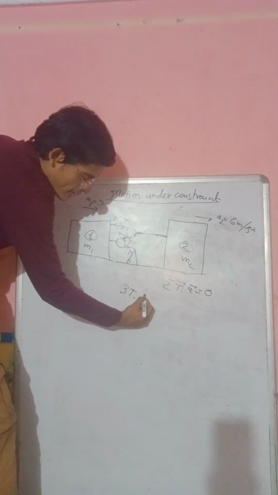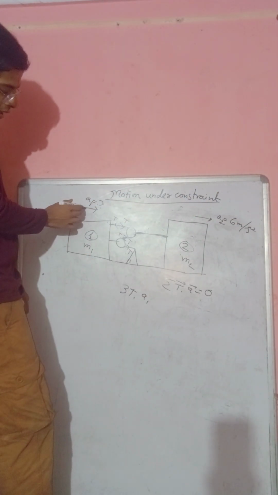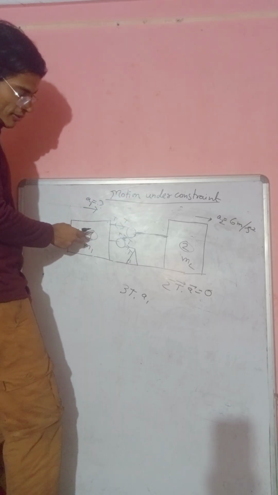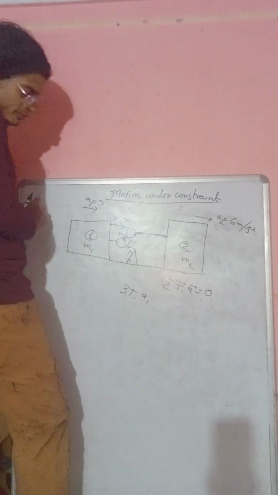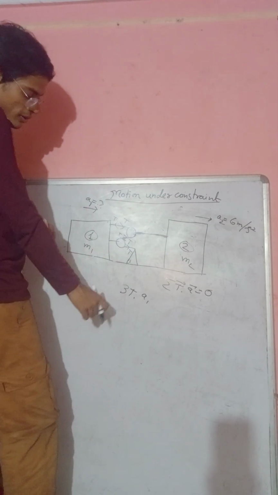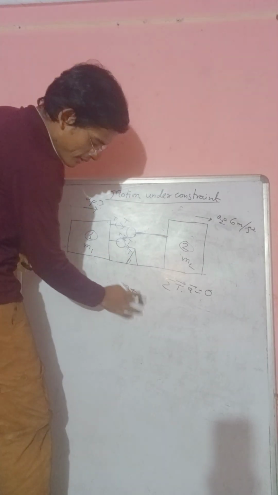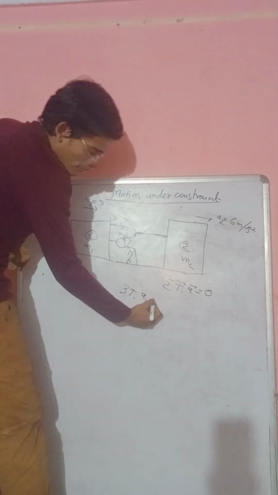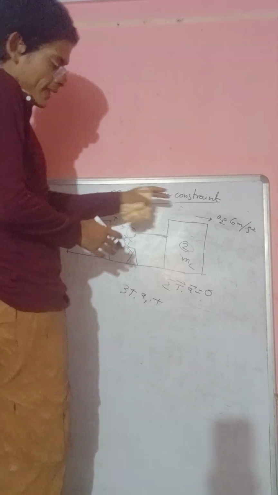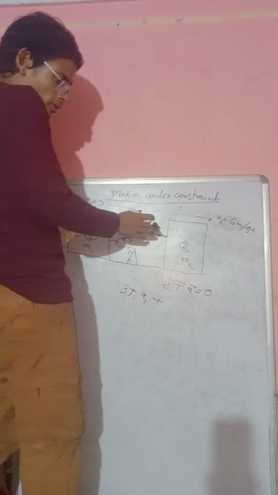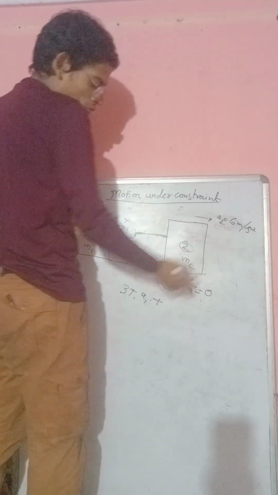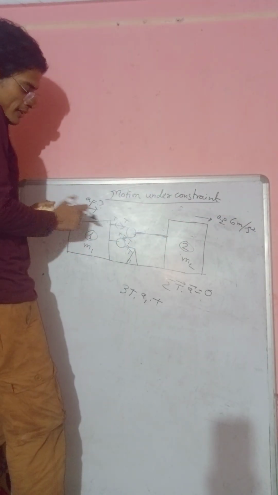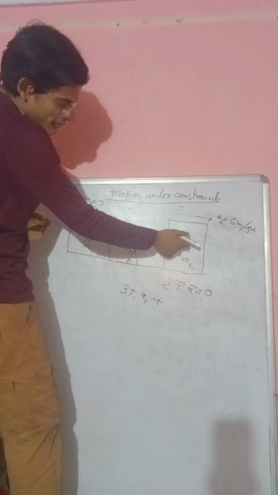Okay. Now you can see that this block is moving in this direction. Tension force is also in the same direction. Okay, so 3T into A1, plus for the second block, what we will do? A2 is the acceleration in this direction, and tension force is in this direction.